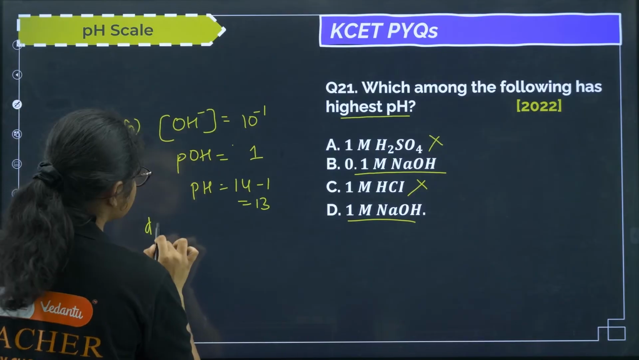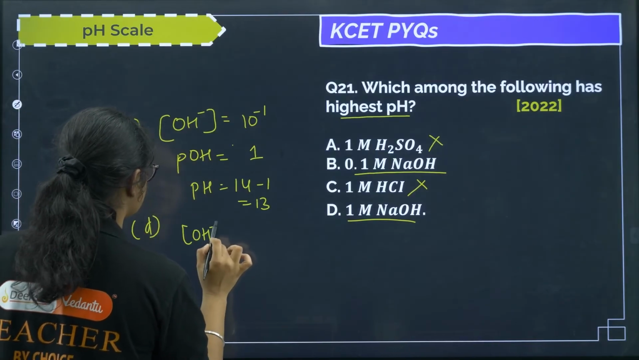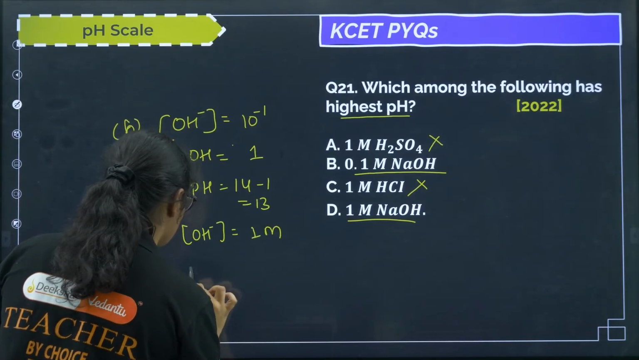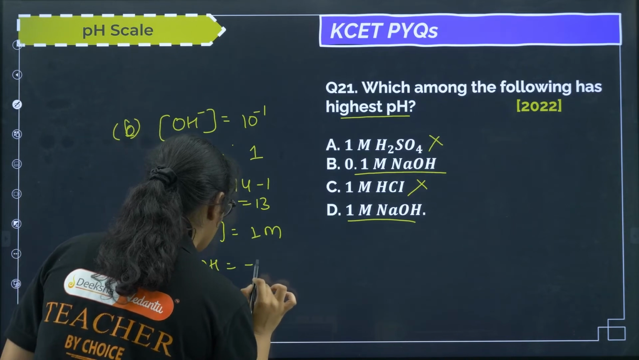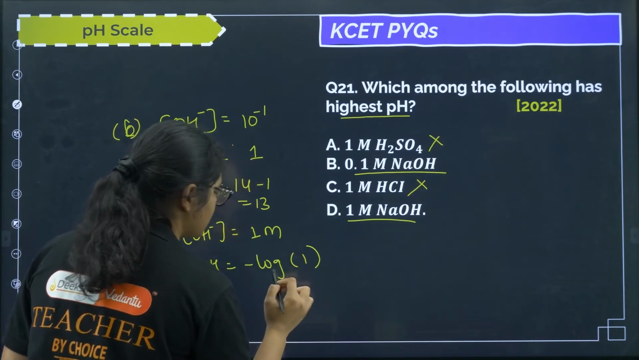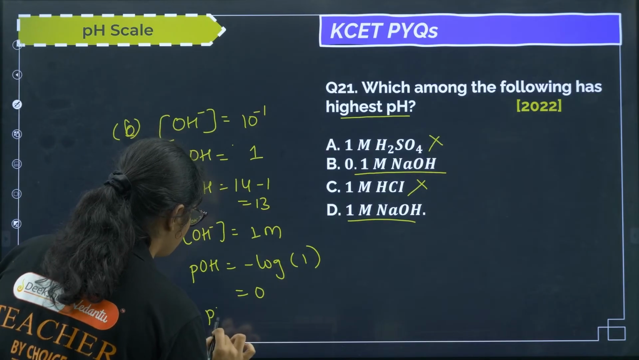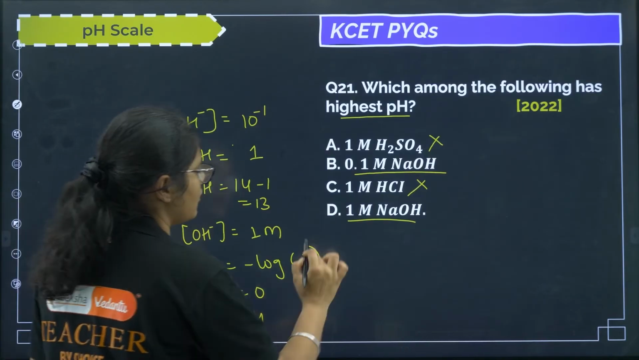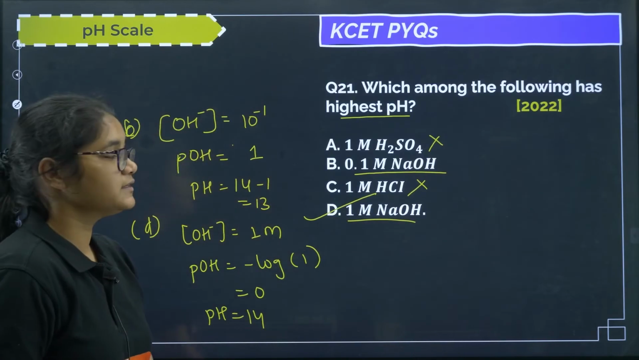Now if you solve option number D, the OH- concentration is what? 1 molar, right? Then what is pOH? That is minus log of 1, that is 0, right? So what will be the pH value? That is 14. Okay, option number D is the correct answer here.